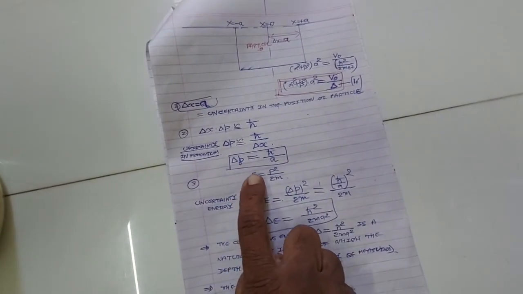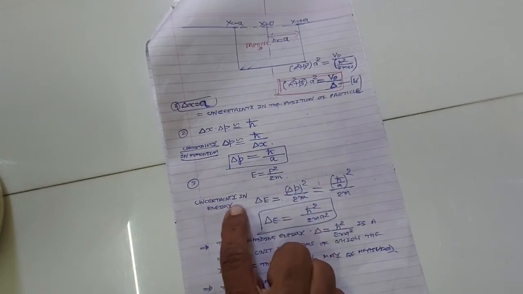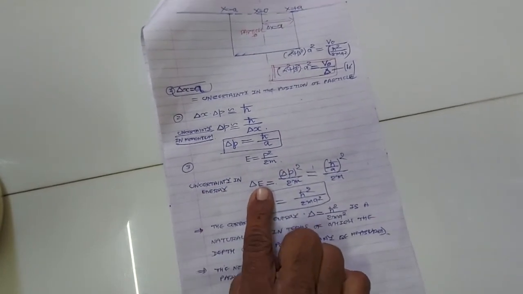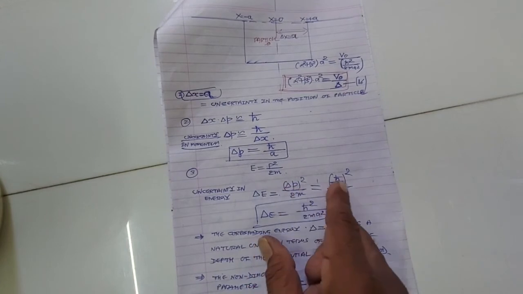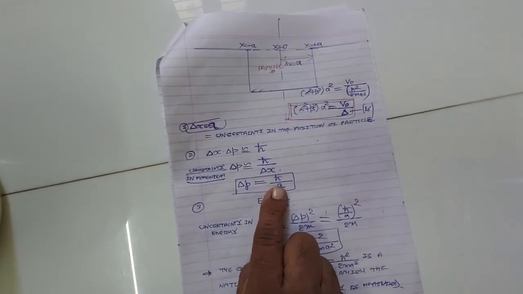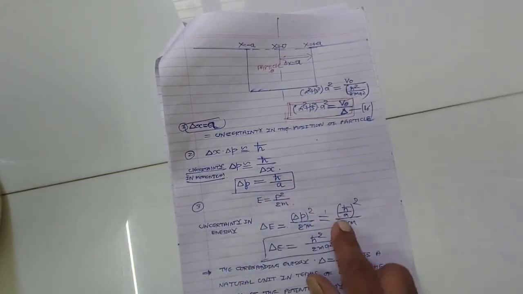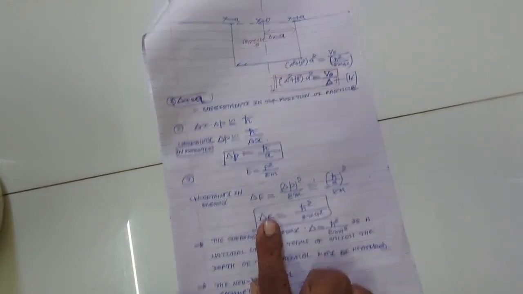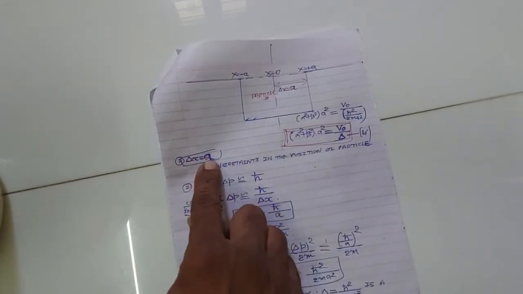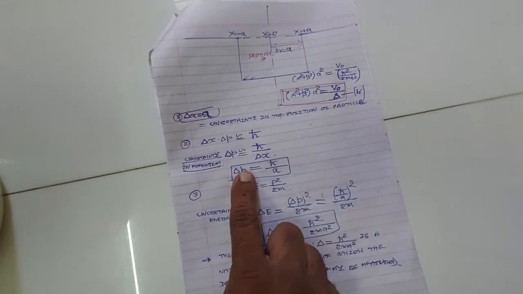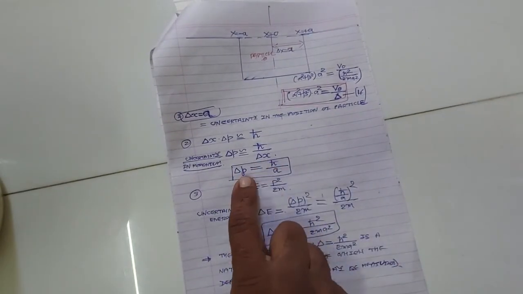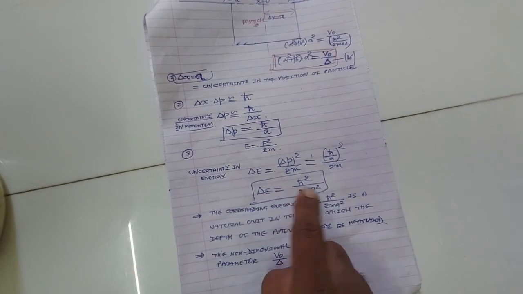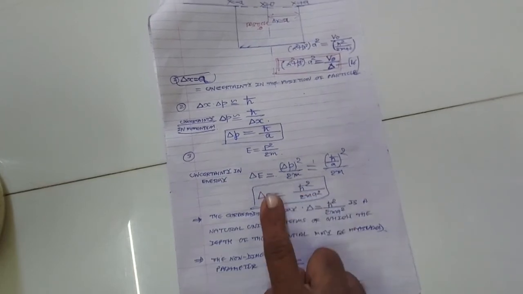You know the equation of energy, E is equal to p square upon 2m. So the uncertainty in the energy of the particle delta E is the uncertainty in momentum delta p square upon 2m. What is the uncertainty in momentum? h cross upon a, square upon 2m. So delta is equal to h cross square upon 2m a square, which is the uncertainty in energy. So delta x is the uncertainty in position of the particle, delta p is equal to h cross upon a, the uncertainty in momentum of the particle, and delta is equal to h cross square upon 2m a square, the uncertainty in the energy of the particle.